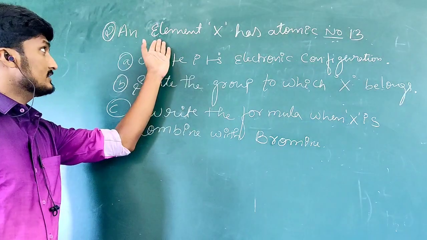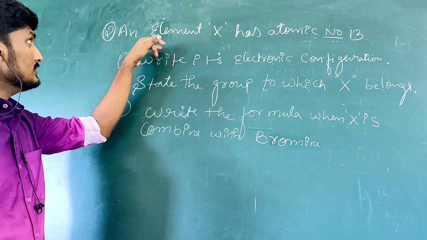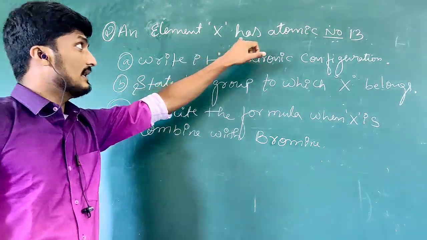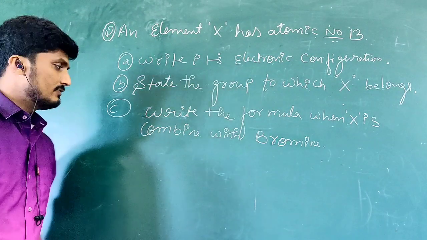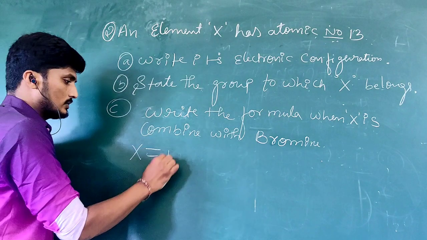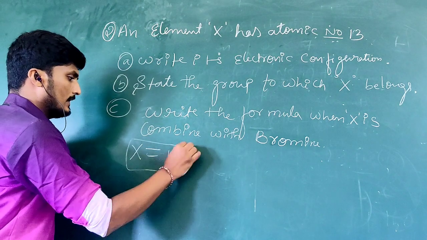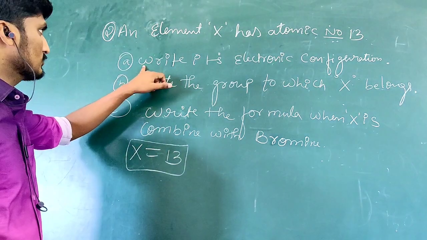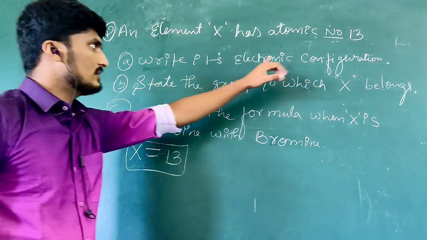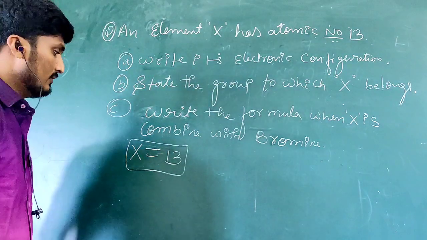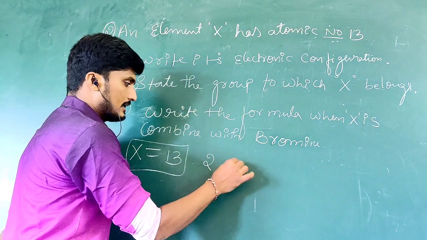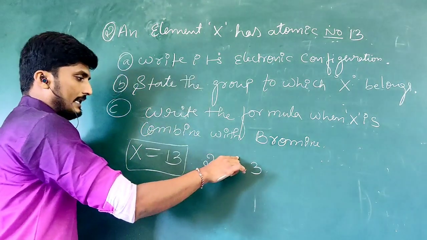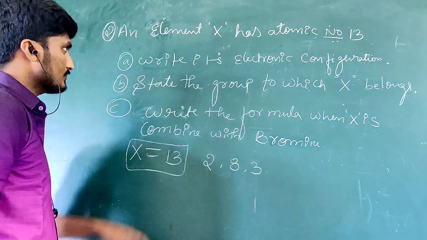This is the second question, children. Read the question. An element X has an atomic number 13. They have given the element X with the atomic number equal to 13. Okay. So read the given questions now. Write its electronic configuration. First of all, what you have to do? We need to write its electronic configuration. So 2, 8, 3. K2, L8 and M3.